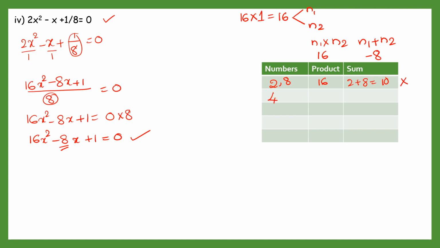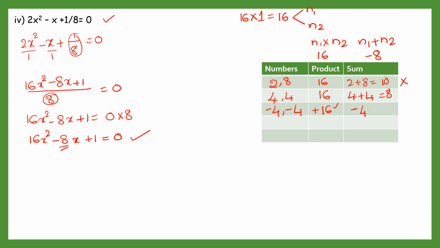Then what can you take? 4 and 4. You take 4 into 4, you get 16. 4 plus 4 is what? 8. But we need what? Minus 8. So what should you take? Minus 4, minus 4. If you take minus 4 and minus 4 as two numbers, minus into minus is plus. 4 into 4 is 16. So product is satisfied.